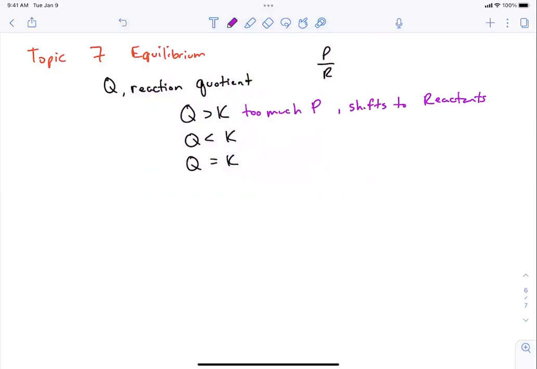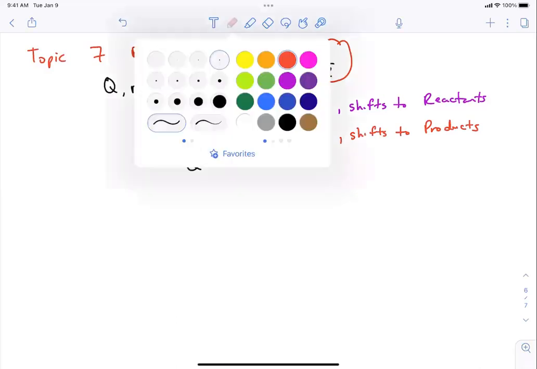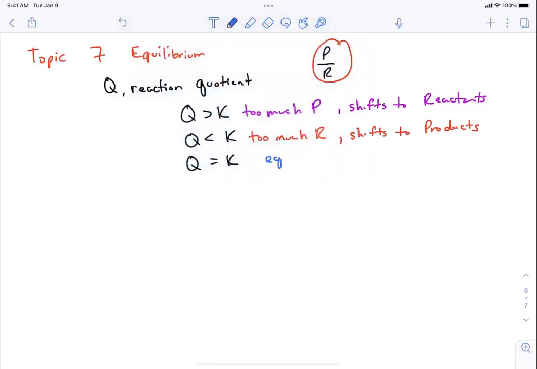K is the equilibrium constant. So K tells you at equilibrium which side of the reaction is favored, like which one's in higher concentration. If Q is less than K, you have too much reactants. So keep in mind this fraction, because I'm trying to write this out, but you don't need to memorize all this, because if you understand the ratio of products over reactants, you can logic it out based on your need. It shifts to the products. And if Q is equal to K, you're at equilibrium.